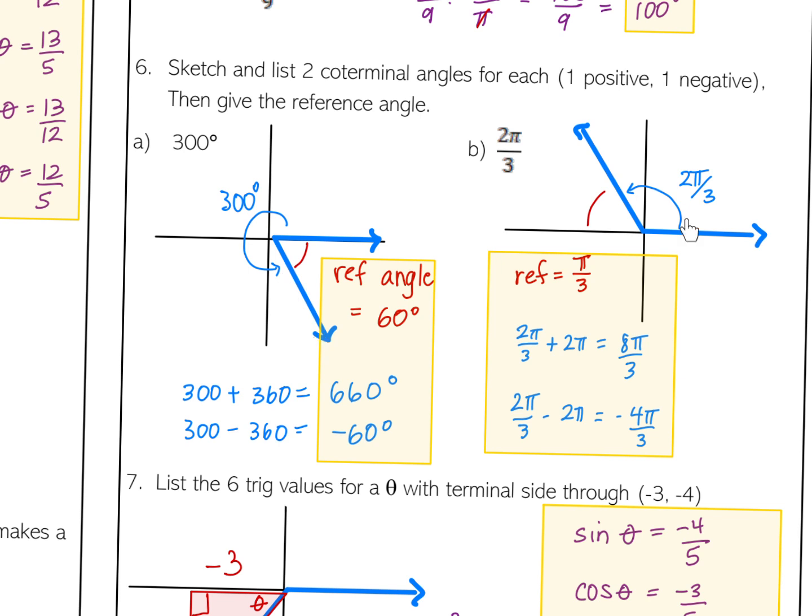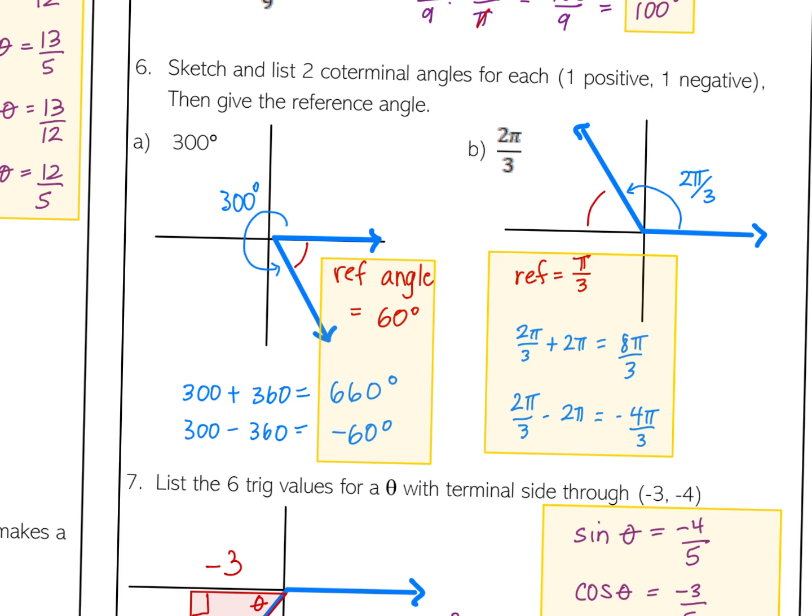Over here with radians, 2/3 pi, that is more than a half. Right here's a half, here's 1 pi, so 2/3 is up here. The gap between 2/3 and 1 pi is 1/3 of a pi. In degrees, that would be 60 degrees. You can find your coterminal angles by adding 2 pi and subtracting 2 pi.